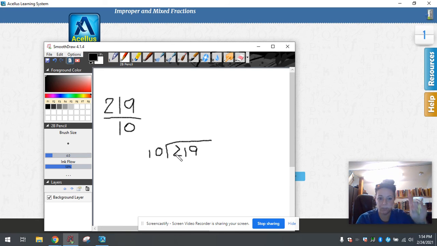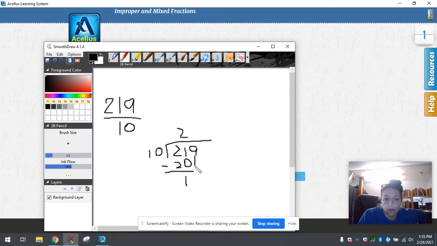How many times does 10 fit into 2? 10's bigger than 2. It doesn't fit into a 2. If I'm a size 10 in clothing, I'm not going to fit into a 2. Okay? Let's see. Does 10 fit into 21? Yes, it does. How many times? Twice. Because 2 times 10 is 20. If I tried to fit it in 3 times, that would be too big. You'd have trying to fit a size 30 into a size 21. That doesn't work. Okay. 21 minus 20 gives me 1.